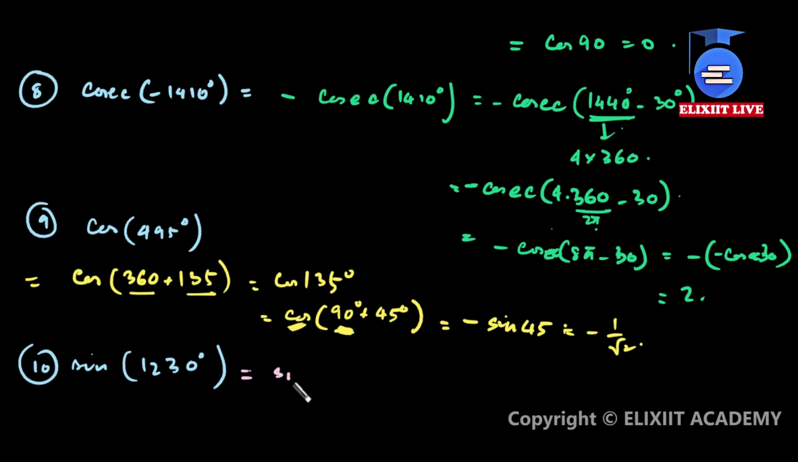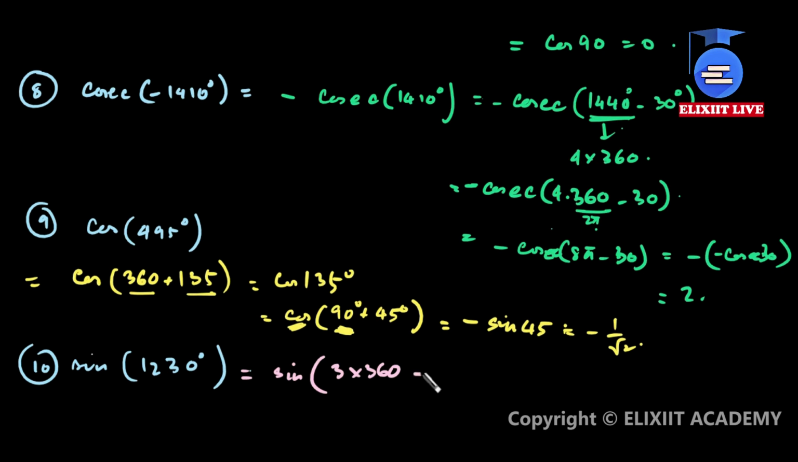Sine 1230. A very large angle is given, so think of multiples of 2 pi close to 1230. Multiples of 2 pi I am saying, not pi. It's a very large angle. You can think of pi also, but think of 360. Multiples of 360 close to 1230: 360 into 3 is 1080. 1230 minus 1080 means 150.